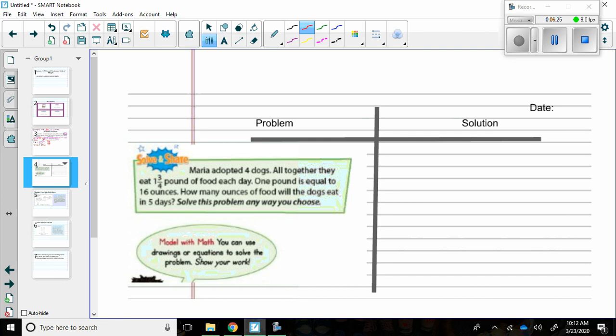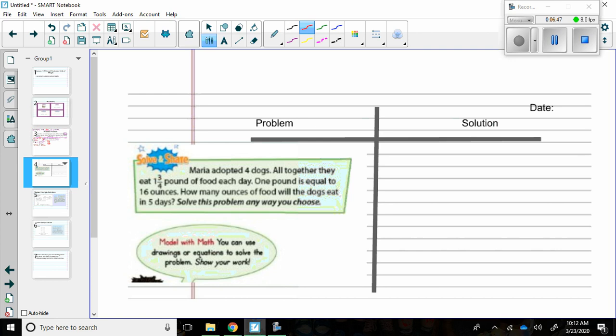Here's today's solve and share problem. Maria adopted 4 dogs. All together, they eat 1 3/4 pound of food each day. 1 pound is equal to 16 ounces. How many ounces of food will the dogs eat in 5 days? Solve this problem any way you choose.